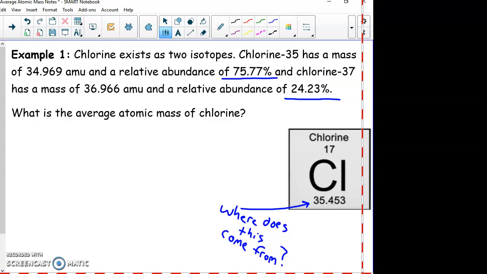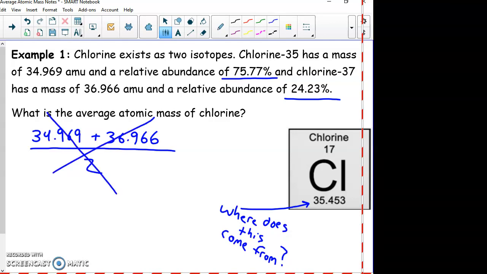So the thing that you would think to do for an average is, well, we have our two masses. We have 34.969 plus 36.966. We got two data points. You would think to take this, add them up, divide by 2. Unfortunately, we can't do this. When you solve the problem like that, you're assuming equal percentages.